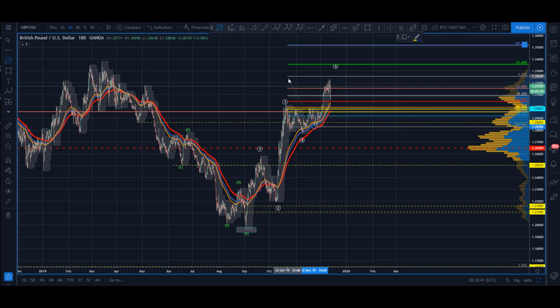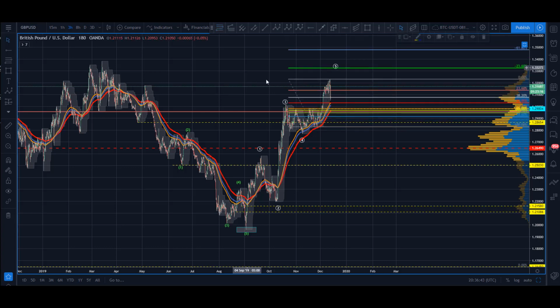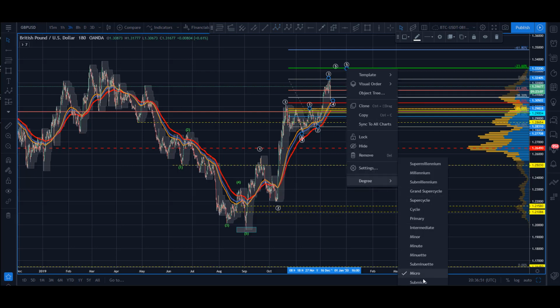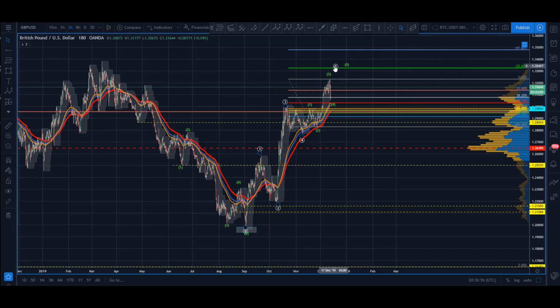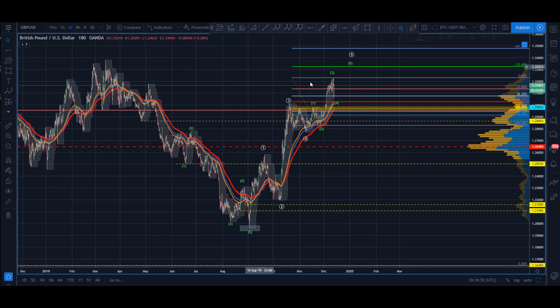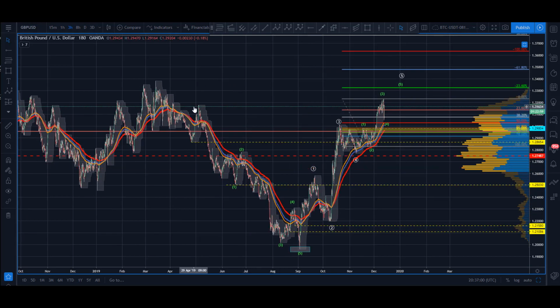Get in here. So we've just hit the 38. So on the smaller degree, this looks like you've got a candidate here for 1, 2, 3, maybe 4 going in. Let's get you down a degree, and let's go to green. Okay, so I'm not ready to call that the top just yet.